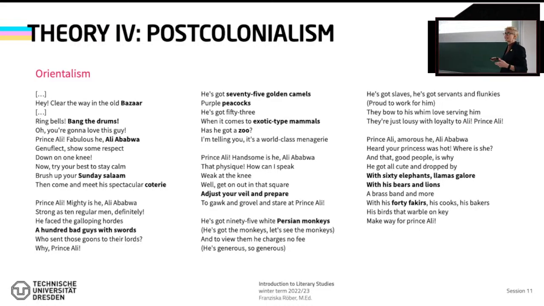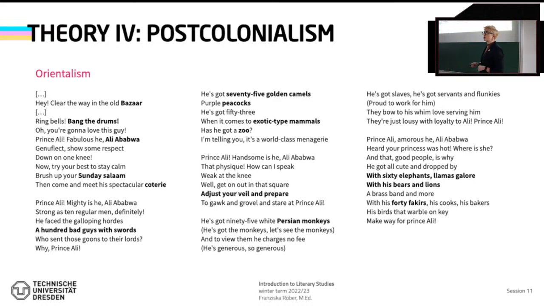peacocks and exotic type mammals. He has a zoo, so again, what we've seen when I showed you the picture of the Jungle Book, that there's this sort of merging of the people from the East and the animals from the East, so to speak, that are sort of put on a very equal level. This is done in this song too, to a certain degree again.